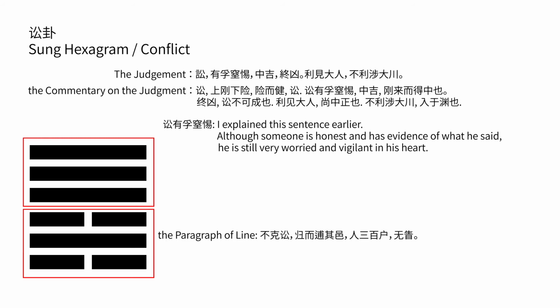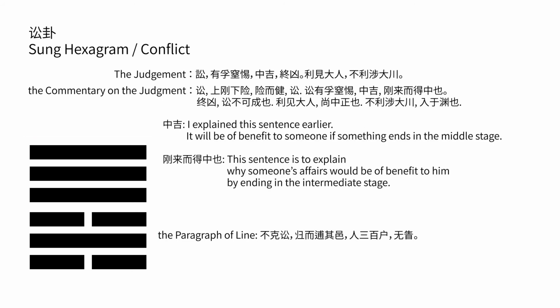送有福之替. I explained this sentence earlier. Although someone is honest and has evidence of what he said, he is still very worried and vigilant in his heart. 终极. I explained this sentence earlier too. It will be of benefit to someone if something ends in the middle stage. 刚来而得中也. This sentence is to explain why someone's affairs would be of benefit to him by ending in the intermediate stage.